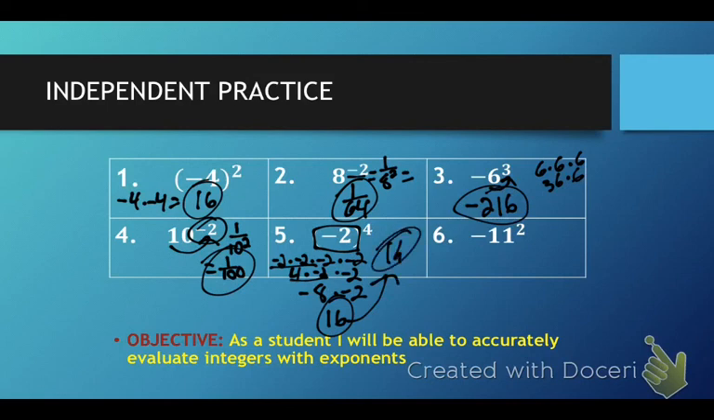Congratulations. Last one, negative 11 squared. It is not in parentheses, and the exponent is not, I repeat, the exponent is not negative. So in this particular case, we just take 11 squared and drop down our negative sign. 11 squared is 121. Your answer should be negative 121.